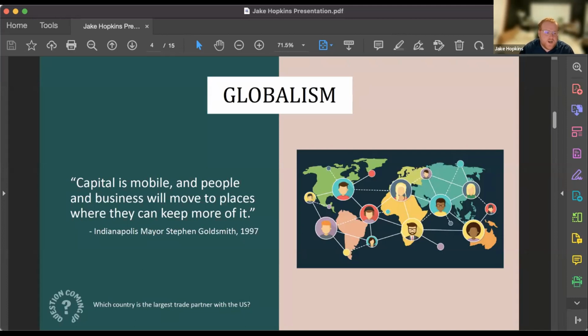So another question here, you can type it in the chat box. What country do you believe is the largest trade partner with the United States? Go ahead and just throw an answer out there. Promise I'm not going to judge anyone.